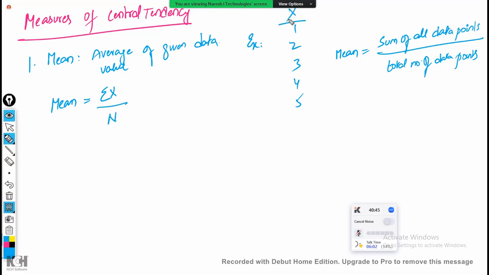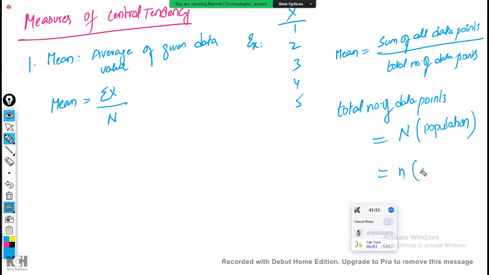So this is x. The column name is x. Sum of the x data points, whatever you have in that particular column, divided by the total number of data points. Total number of data points is equal to N or small n. When it is population data, it is capital N. If it is sample data, it is small n. If you are working on sample data, we represent it by small n. Whenever you are working on population data, you represent it by capital N.